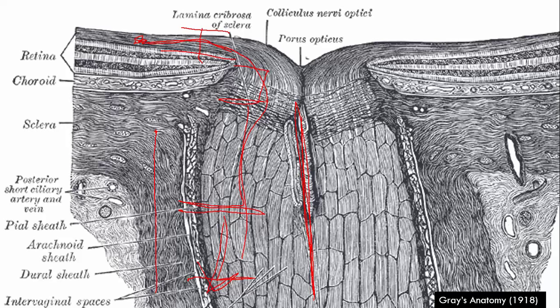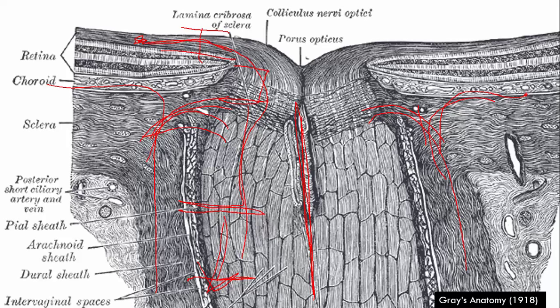They travel up. They give off lots of little branches supplying the optic nerve head. They come in on both sides, and then they go up and supply the choroid with blood. All right, so these are the posterior ciliary arteries, which supply the optic nerve head and are dysfunctional when you have anterior ischemic optic neuropathy.